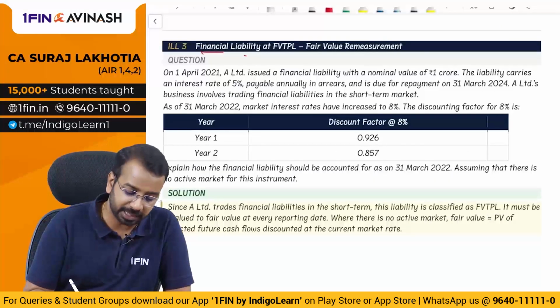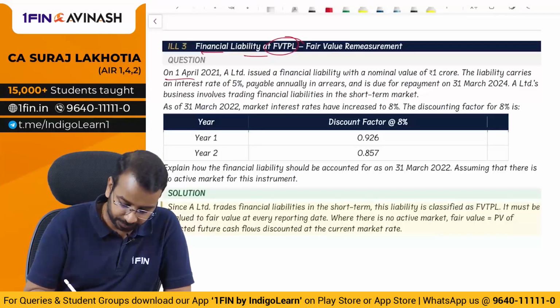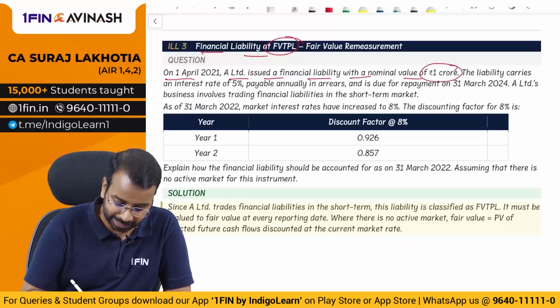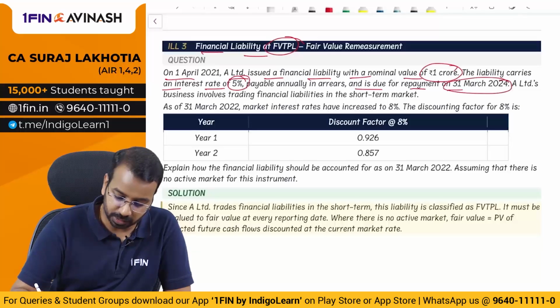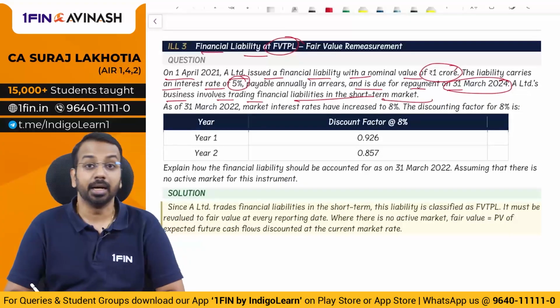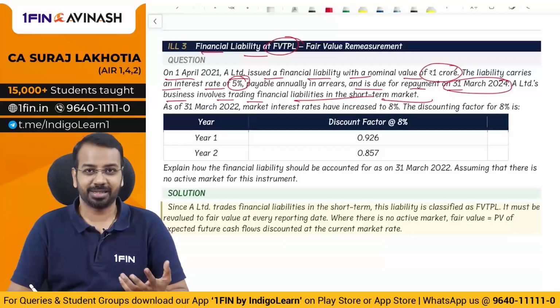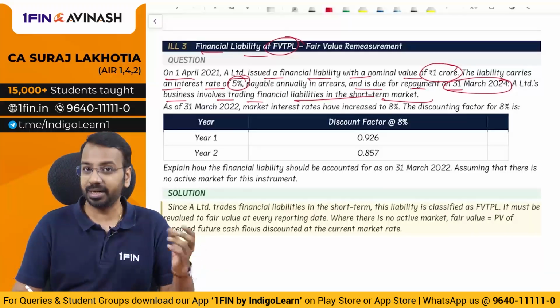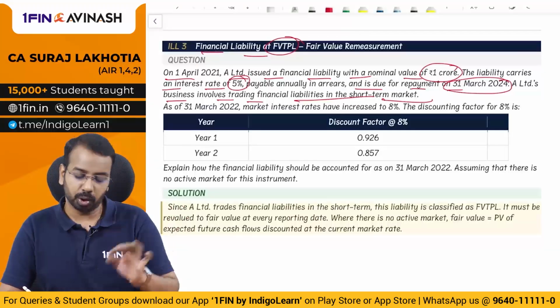Next, financial liability at FVTPL. On 1st April, A Limited issued a financial liability with a nominal value of 1 crore. Liability carries an interest rate of 5% and is due for repayment on 31st March of 24. Business involves trading financial liabilities in the short term market. Sir, can we trade financial liabilities? Yes, even financial liabilities can be traded in the market. The market is not so mature in India, but it does happen globally.